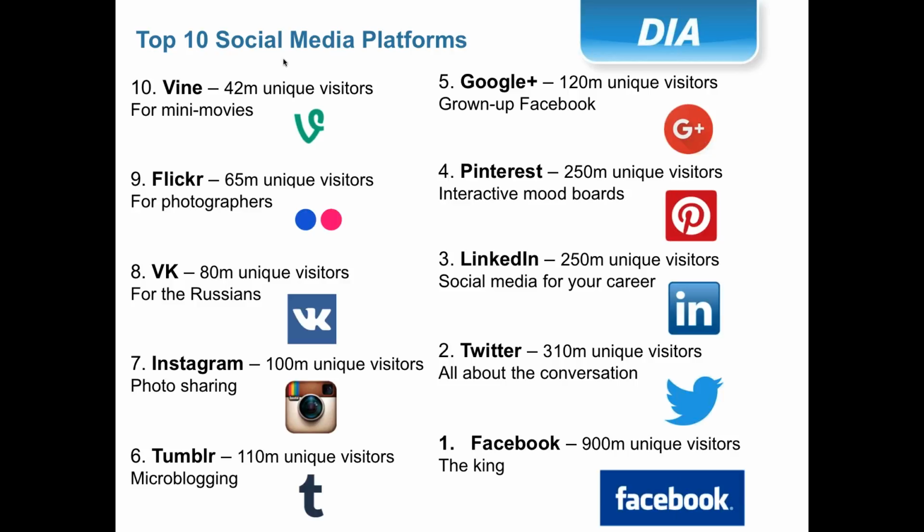And number one, which most of you are probably quite au fait with, is Facebook. 900 million unique visitors. It is the king of social media, a bit of a jack of all trades as well, and master of most. Most of the things that can be done separately on all these other social media platforms can be done on Facebook. It's good for sharing photos, it's good for having conversations, it's good for getting people to write reviews on you and such. So it does a bit of everything, essentially.